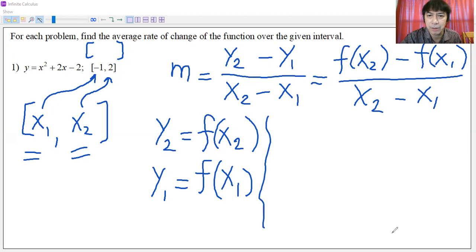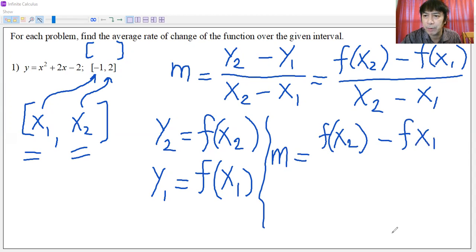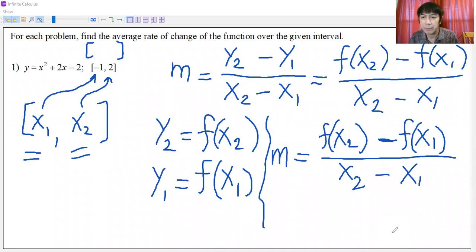We can write it over here. m is f of x2, the value of the function at x2, minus the value of the function at x1. We're going to get the difference and then divide this by x2 minus x1. This will be our formula for the average rate of change. So we shall use this formula in the given problem. Okay, so let us start, and I hope you'll be able to apply this correctly. And let us clear the screen and answer the question.